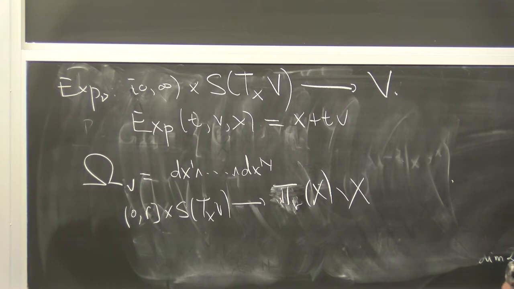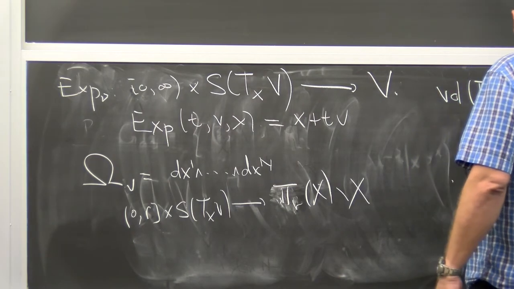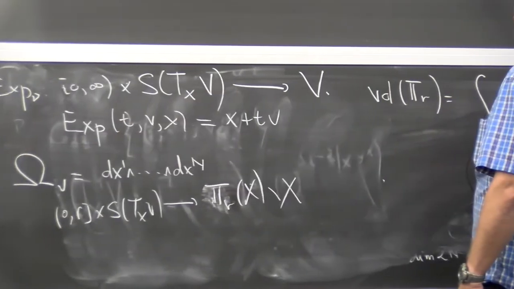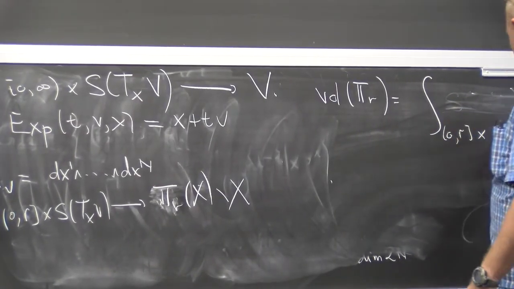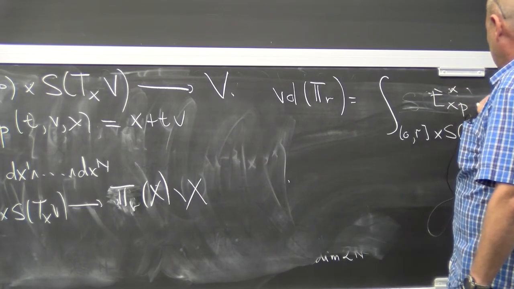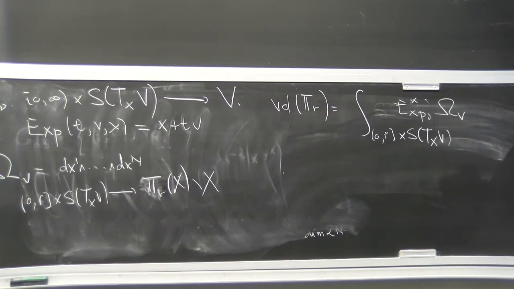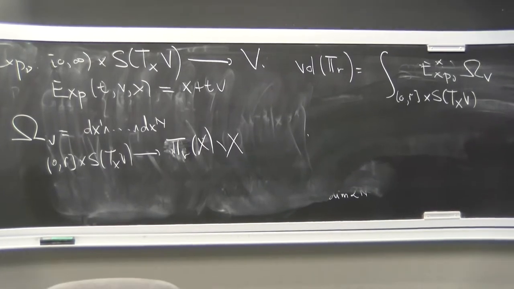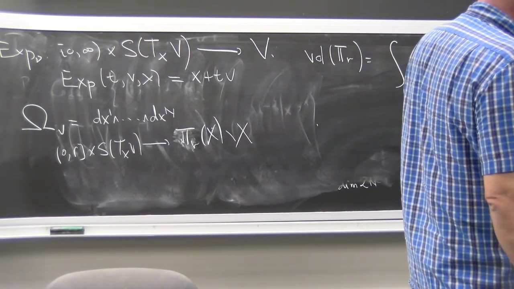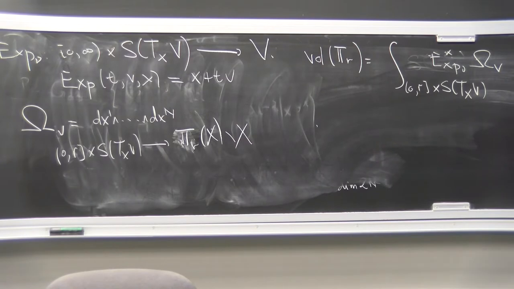So we have that the volume of the tube is going to be the integral from 0 to r cross the unit normal bundle of X, of the pullback by the exponential of the omega form on V. That's what the volume is. Yeah, here it is. Sorry, you see the shadow. That's the formula. And what we need to understand is this form, the pullback.